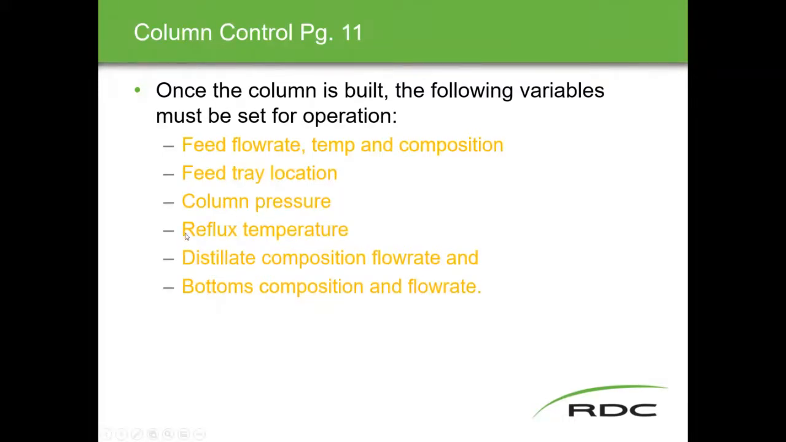Column pressure is another variable. Reflux temperature is another variable. The composition and flow rate of the distillate is important, how much we want to take out of it. And the bottoms composition and flow rate is also important, how much we want to send on to perhaps another section for further stripping. So six main variables that we have to consider when we're controlling a column.